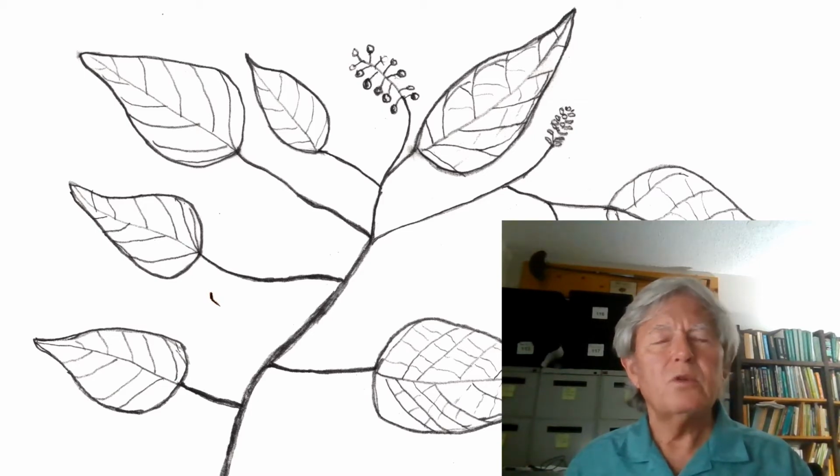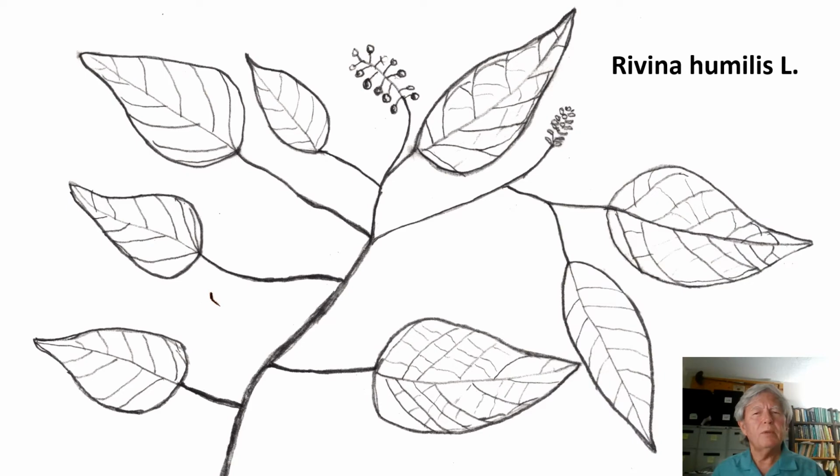This brief introduction to drawing plants is for students of plant identification. When we illustrate plants, such as this Ravenia humilis, which I drew, we remember features such as the smooth or entire margins of the leaves, the fact that they're simple, not compound, and that they are arranged alternate.